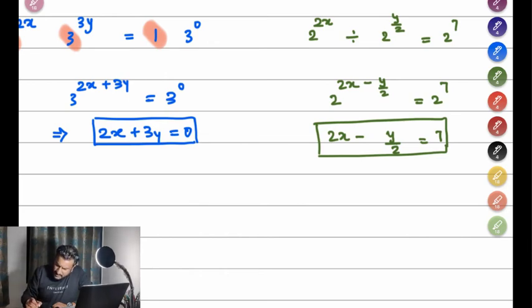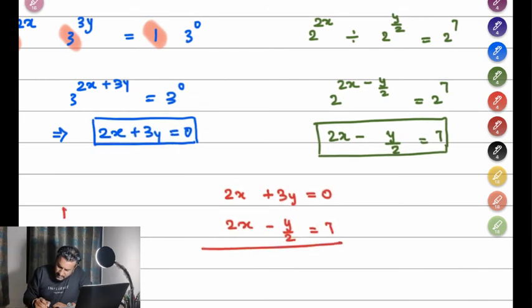So if I write down the equations: 2x + 3y = 0, and 2x - y/2 = 7. Now if you remember this abbreviation: different signs we need to add, same signs we need to subtract. If I observe, my variable has the same sign, which I want to eliminate, so I need to subtract. If I subtract, the signs are going to change.